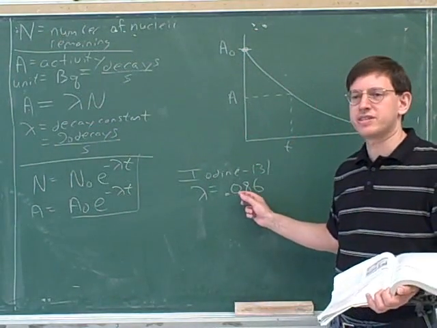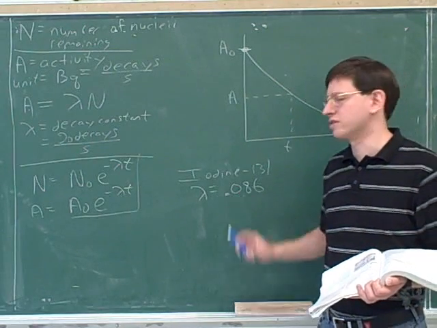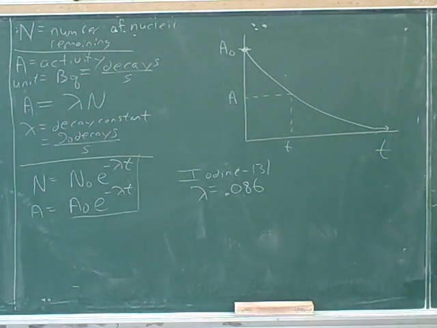First of all, how would you interpret this? What does this lambda tell us in words? The percent of decay per second. So in this case, 0.86% per second. That's right.